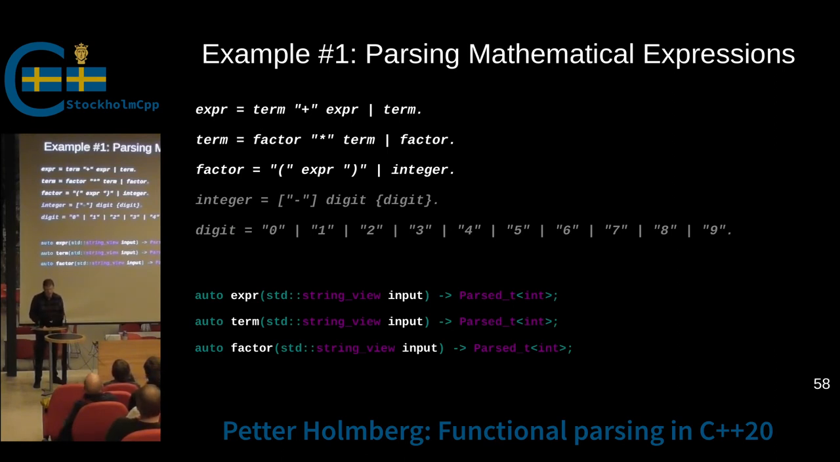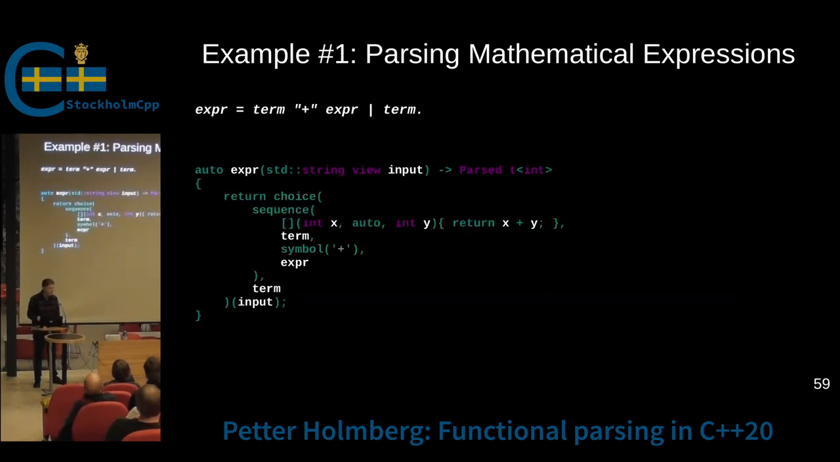Okay, so we first declare them. Pretty simple. So here's the first parser, expression. What should it be? It should parse a term, a plus sign, an expression, or a term. So it's a choice between a sequence starting with term plus expression. We keep the term and the expression and we add them. That's the result. Or if that fails, we check if it's a single term.